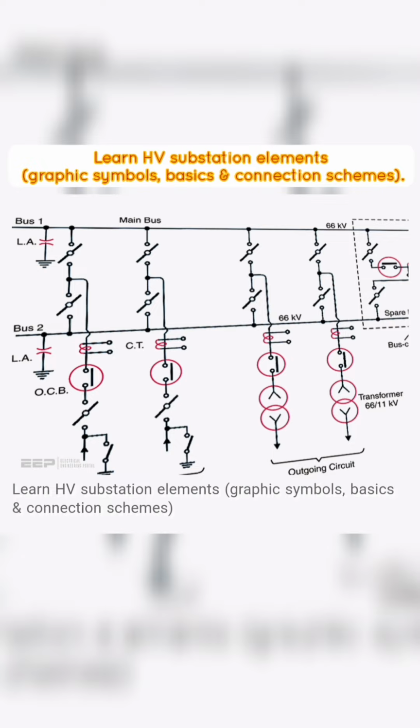Today we learn HV substation elements, graphic symbols, basics and connection schemes. Substation elements. High voltage substations are pretty complex to understand since they have way too many elements, and each element is complex in itself and depends on many system parameters and other elements. This video will shed some light on these elements, their graphic presentation as well as their brief description and the most common substation connection schemes where they usually appear.